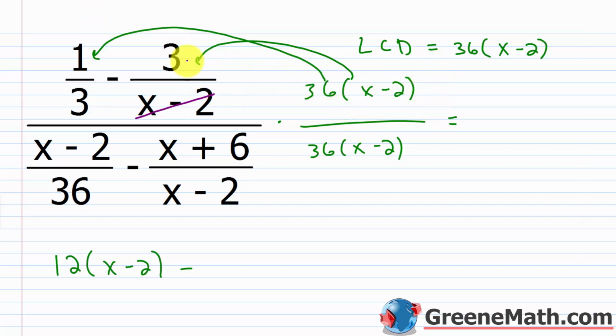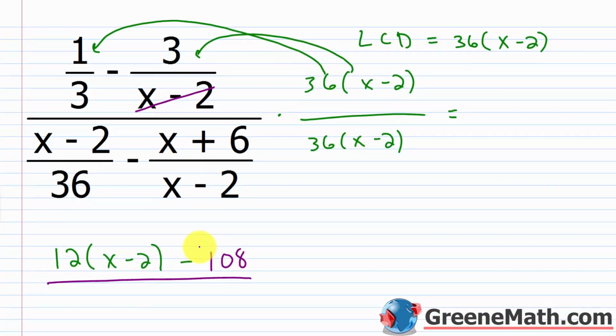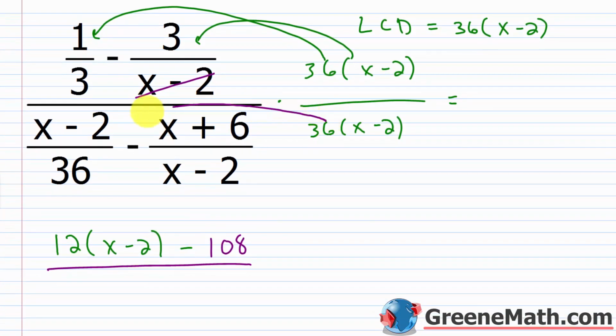Just 36 times 3, which is 108, okay? Now, obviously, we can simplify this further, but let's just go ahead and distribute down here first, and then we'll come back. So if this gets distributed to this, the 36 here would cancel with the 36 here. You would have x minus 2 multiplied by x minus 2. So in other words, you would have x minus 2, this quantity squared.